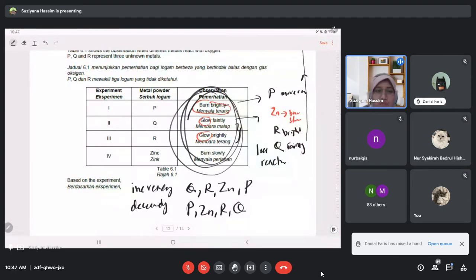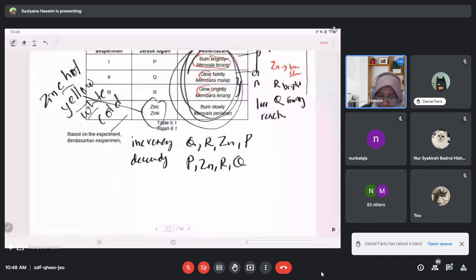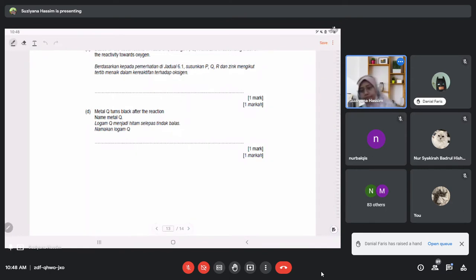Make sure you get the idea of this. From here until silver, you arrange it back, and then you erase and arrange it again. We know that zinc is hot yellow, cold white. Zinc: hot yellow, cold white. So let's go, next page.